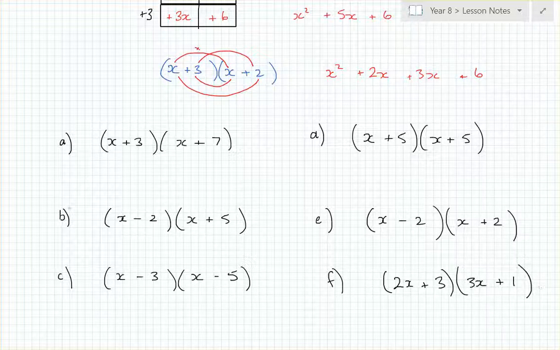Not yet, not the 3 brackets yet. Are there 4 brackets? Has anyone spotted a quick way? I just do it: x times x times 3, x times 7. That's kind of the long way, but that's fine.